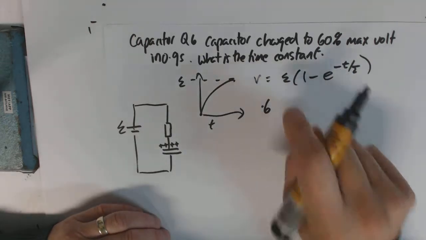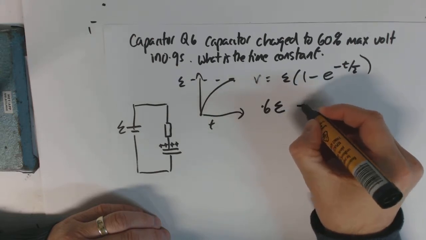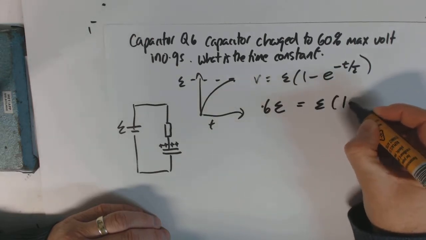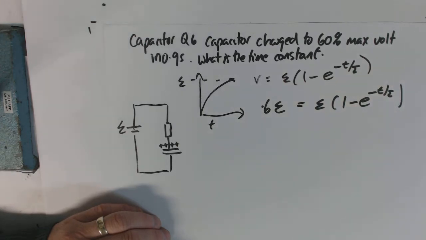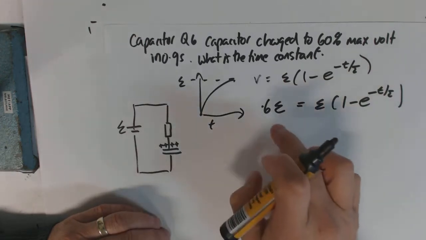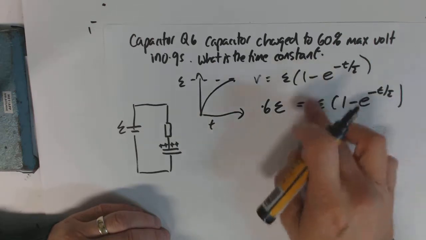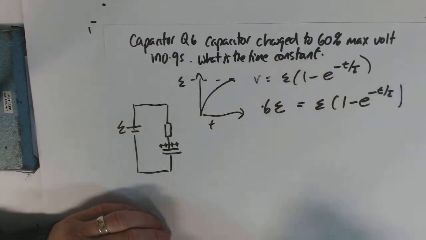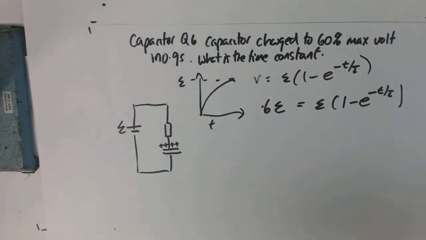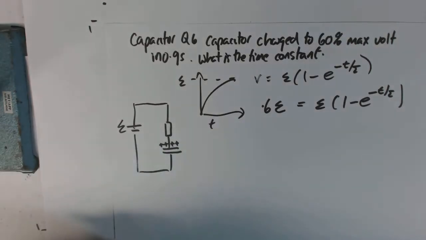So if the maximum voltage is E, then 0.6 of E must be equal to E times (1 minus e to the minus t over tau), right? So 0.6 of that has got to equal that. When that equals that, we will be able to figure out the time constant because we already know the little t is 0.9 seconds. We're pretty much already there, except for a little bit of algebra and a little bit of dealing with logs. So let's hope you remember your log stuff.